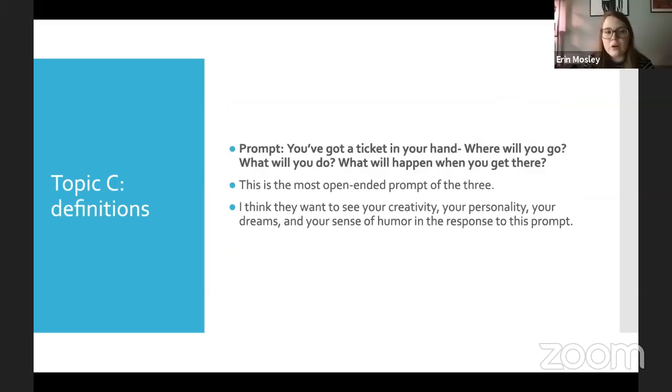All right, so the third and final prompt, topic C, is a little bit different than the other two. So the prompt: you've got a ticket in your hand. Where will you go? What will you do? What will happen when you get there? So this is super open-ended, and the readers are wanting to see your creativity. They're wanting to see humor, your dreams, your personality. They're wanting to see a little bit more than just, you know, what you're involved with.